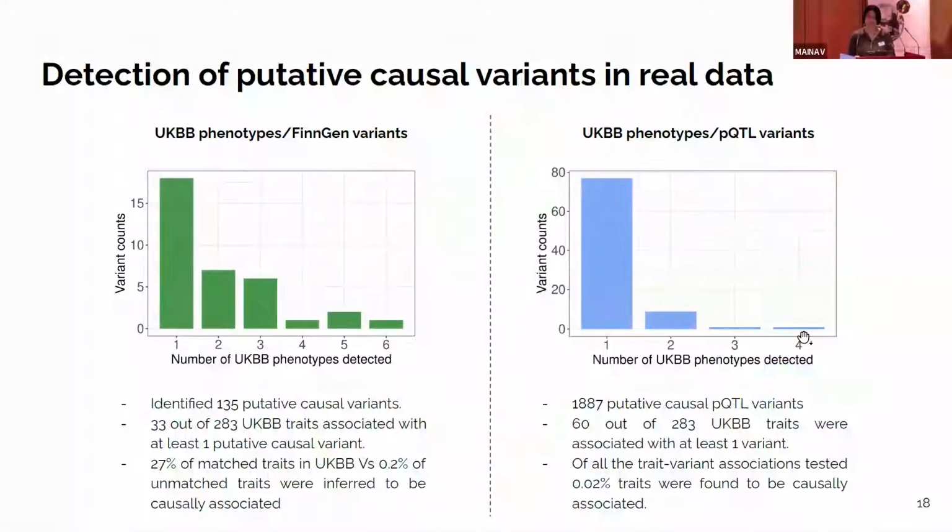Similarly, with the pQTL variants, in the data, we identified 1,887 variants, out of which 60 out of 283 traits were associated with at least 1 variant. And here we identified 0.02% of all the phenotype variant combinations. So what we see is when you're using 2 different sources, you might have a different proportion of traits which are identified. So this might lend itself to actually using a hierarchical model.